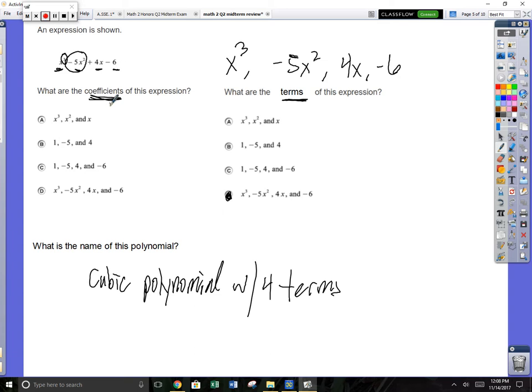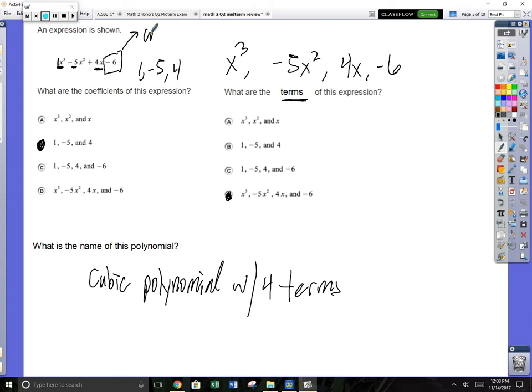Coefficients are how many of those pieces you've got. Okay, so the coefficients, how many of the cubes do you have? And this is the number in front. So you got 1. How many squares do you have? 1, negative 5. How many x's do you have? 4. And that is actually it. So it's B.